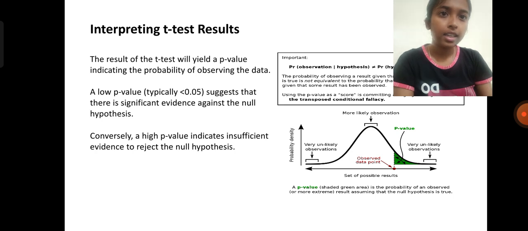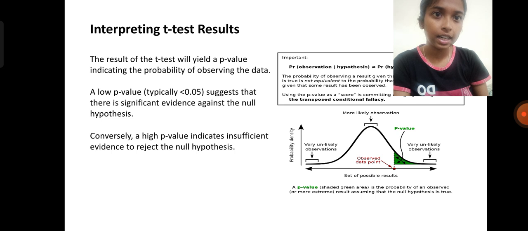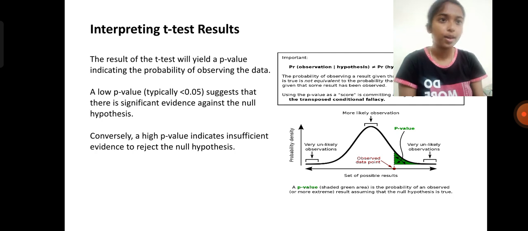Interpreting the t results. The result of the t-test will yield a p-value indicating the probability of observing the data. A low p-value, typically less than 0.05, suggests that there is significant evidence against the null hypothesis. Conversely, a high p-value indicates insufficient evidence to reject the null hypothesis.